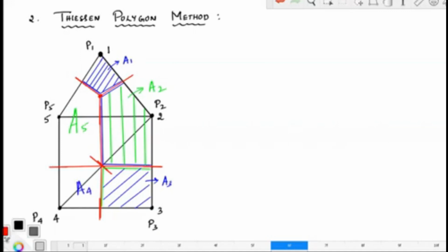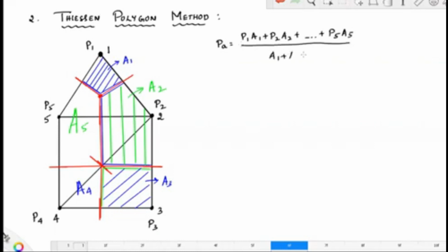Now you can find out the average rainfall. So average rainfall PA will be equal to P1 A1 plus P2 A2, so continue till P5 A5. Total 5 areas are there, 5 rainfall values, divided by area 1 plus area 2 till area 5. In general, you can write this as summation of P into A divided by summation of A.